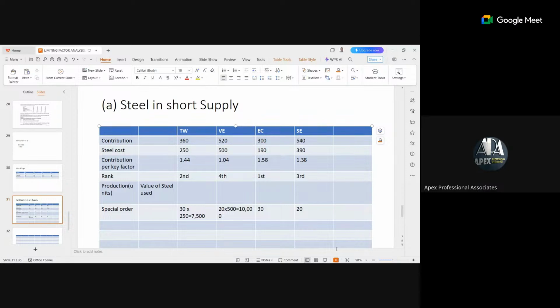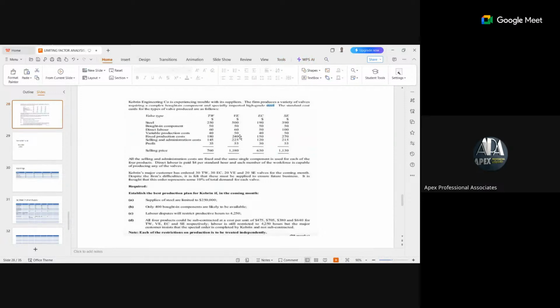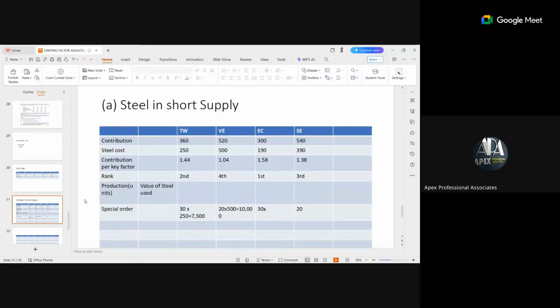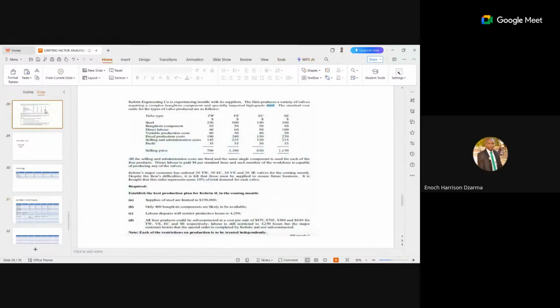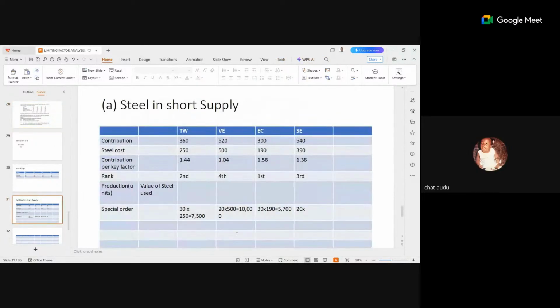Now, for EC, it will be what? 190, right? Multiplied by 30. 5,700. For SE, it will be what? Times 390. 7,800.